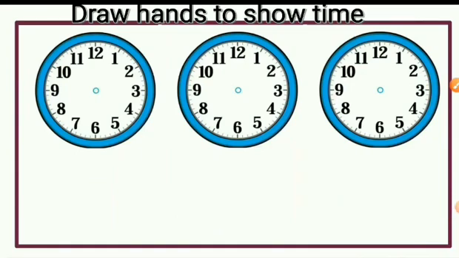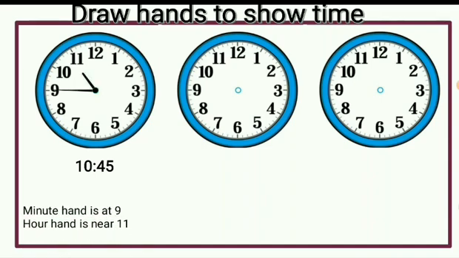Here are some more questions. Let's try to show 10:45. Minute is 45, so we already know 9 5s is 45. So the minute hand will be at 9, and the hour is 10. But here it is just about to be the next hour. After 10 that will be 11. It is about to be 11 hours, isn't it? So the hour hand will be near 11. Minute hand is at 9 and the hour hand is near 11.